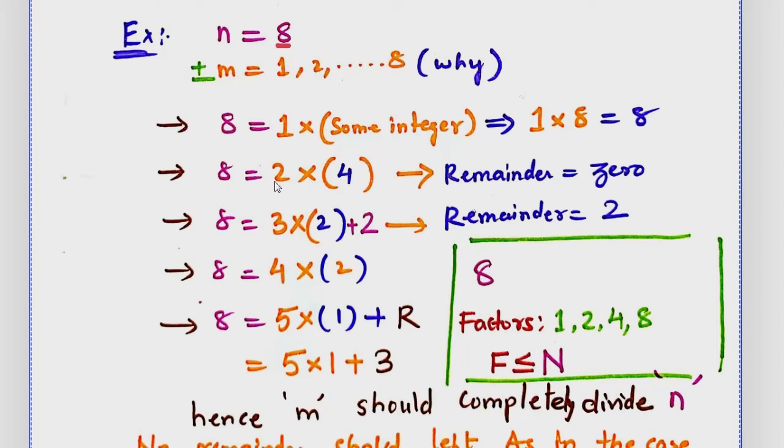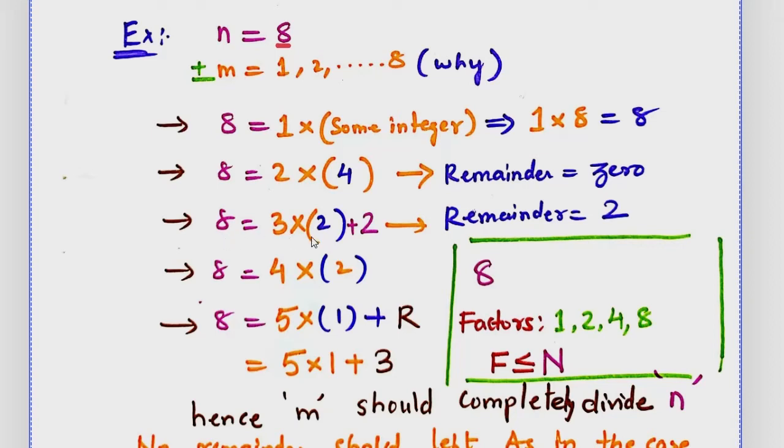Moving on to another number, 8 equals 3 into 2 plus 2. As you can see, we are getting a remainder equal to 2, and 3 is not completely dividing 8, so we cannot consider 3 as a factor of 8.